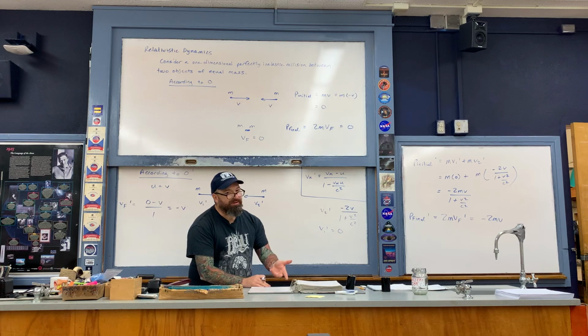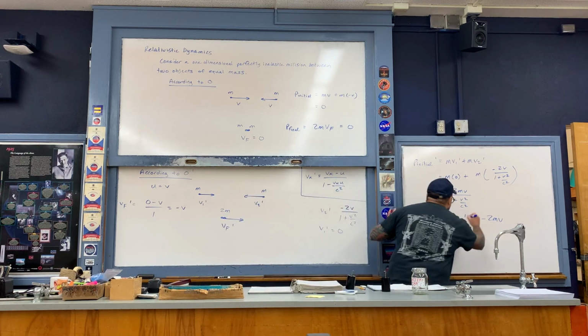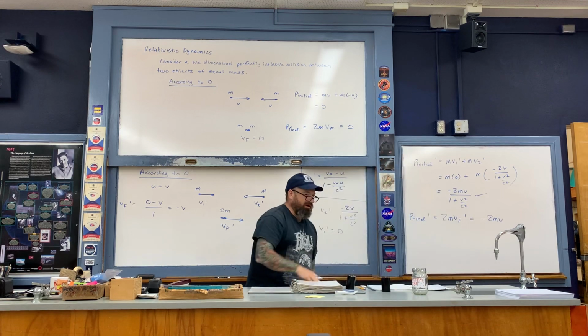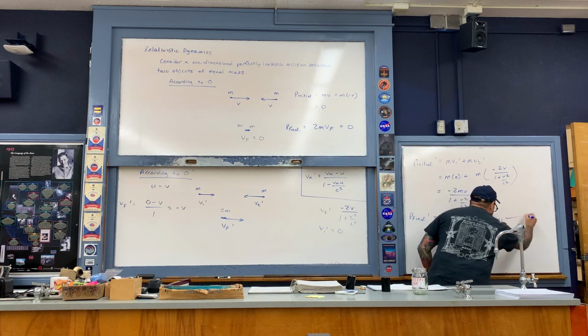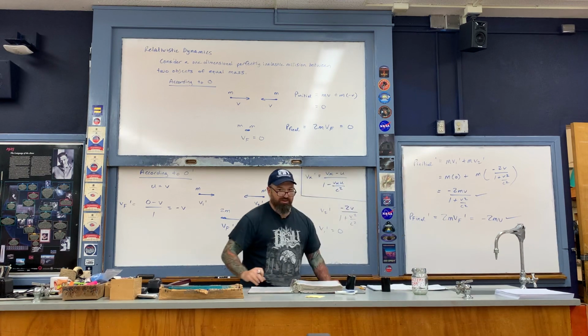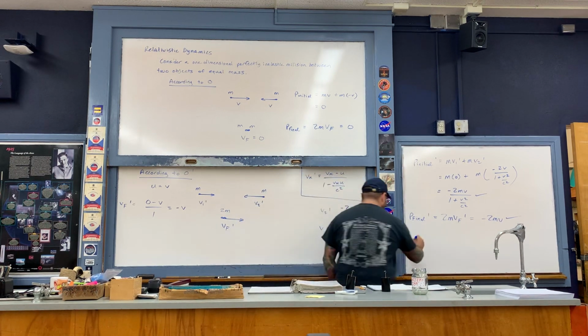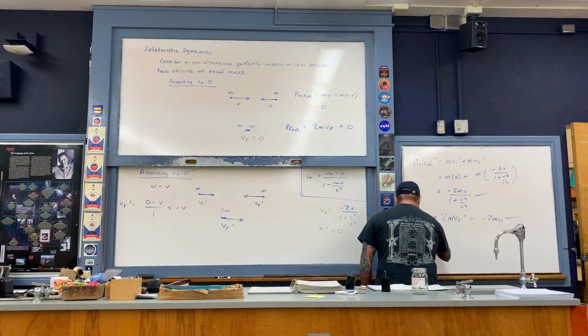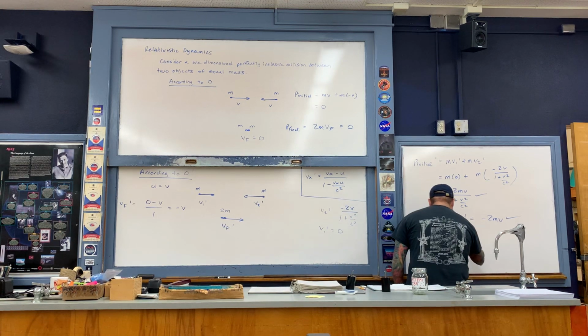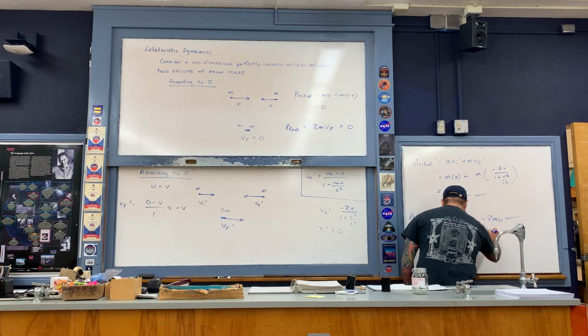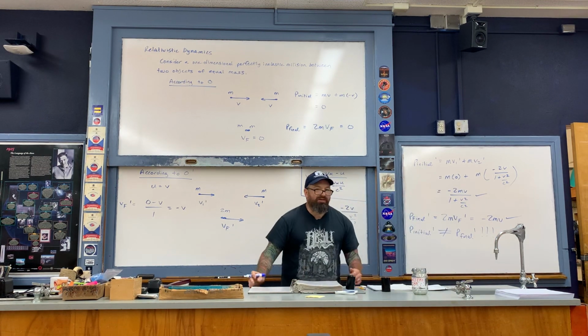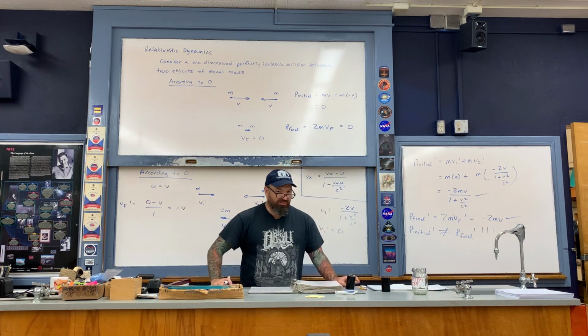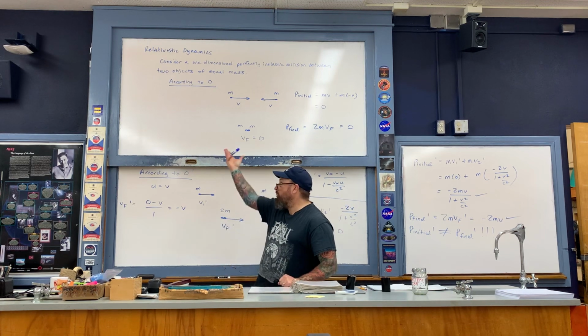So now take a look at the result that we've obtained. This right here is the initial momentum of the system prior to the collision. This right here is the final momentum of the system after the collision. Notice that the two are not equal to each other. P initial prime does not equal P final prime. This is a violation of the first postulate of special relativity. Recall what the first postulate is. It says that the laws of physics are the same in all inertial reference frames. So we have here two inertial reference frames, O and O prime.